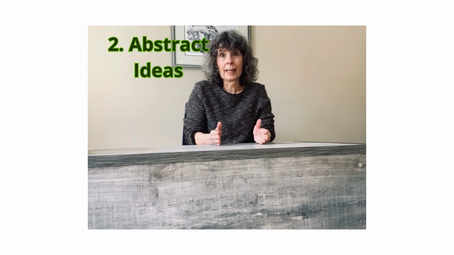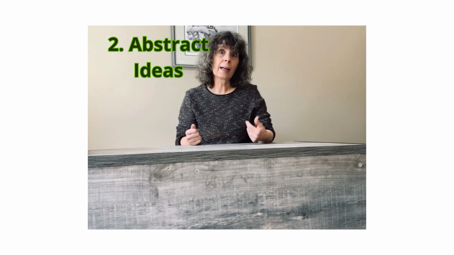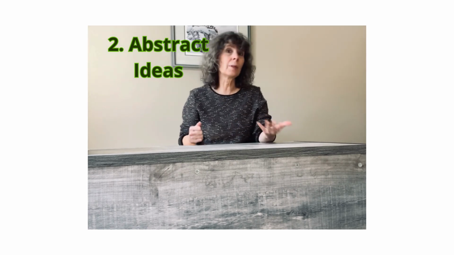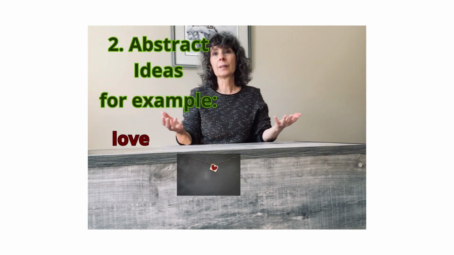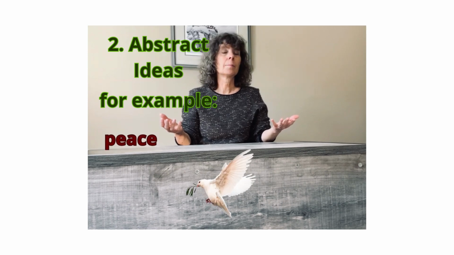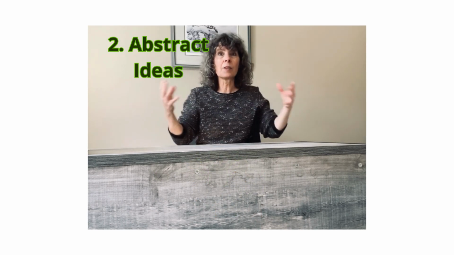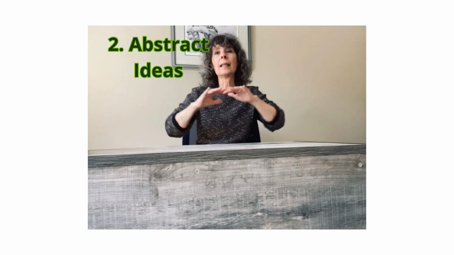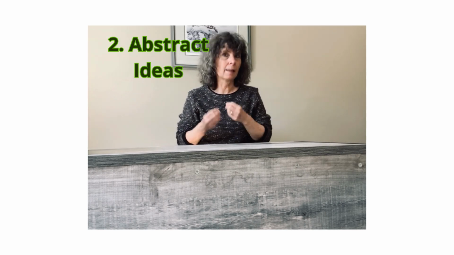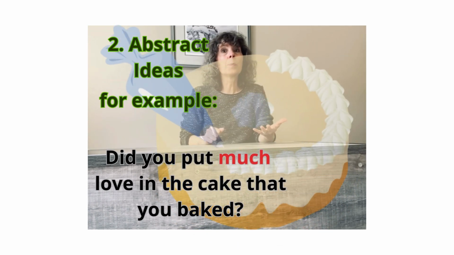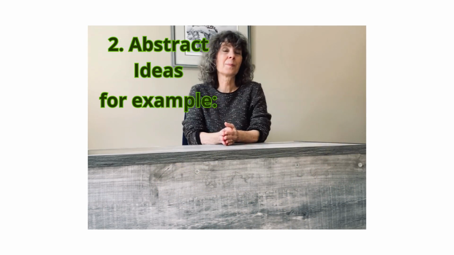The second classification are abstract ideas. In English, abstract ideas are uncountable nouns as well. So for example, love, peace, jealousy, these are all basically abstract ideas and they are uncountable. They take much. So did you put much love in the cake that you baked, for example?